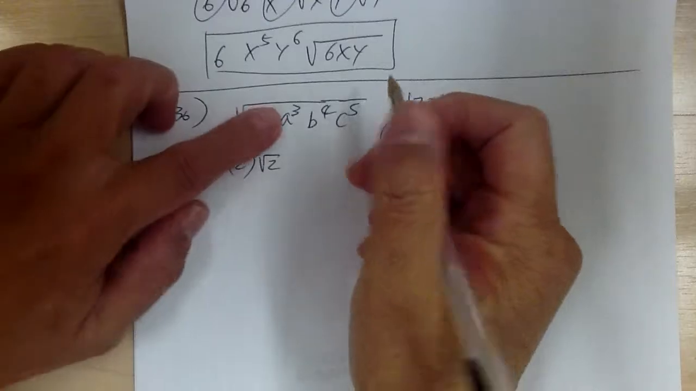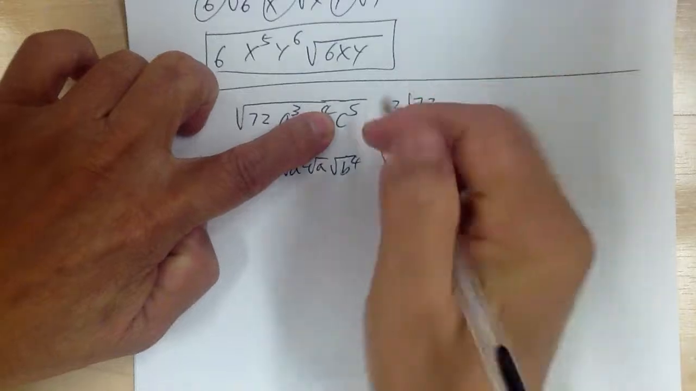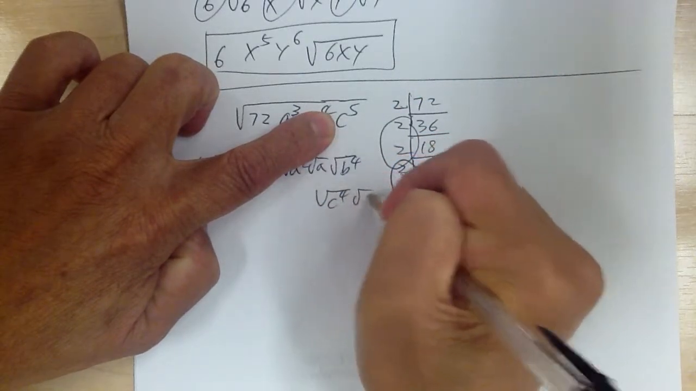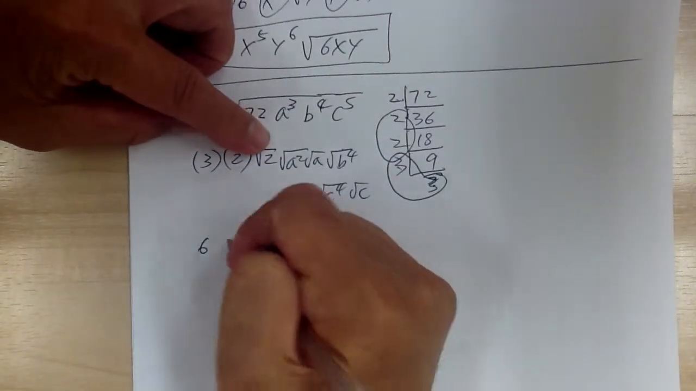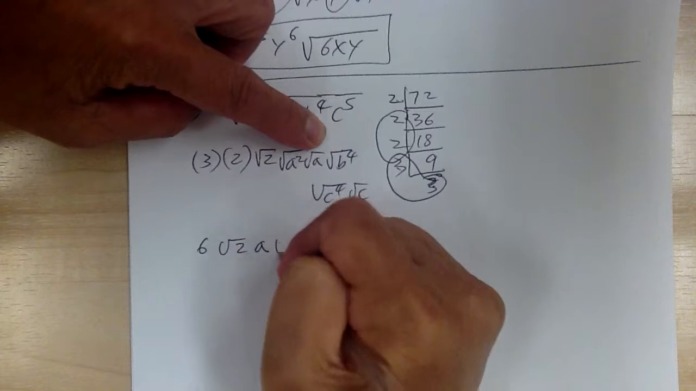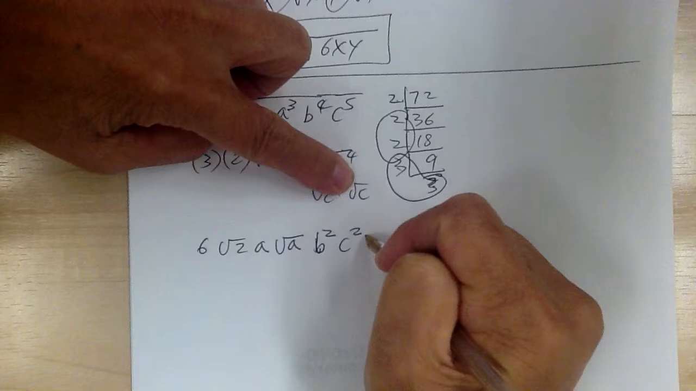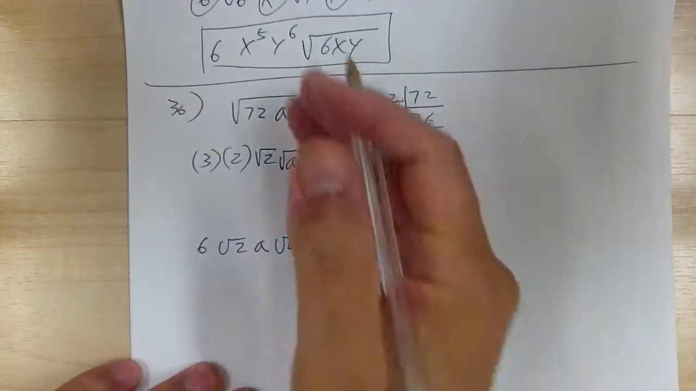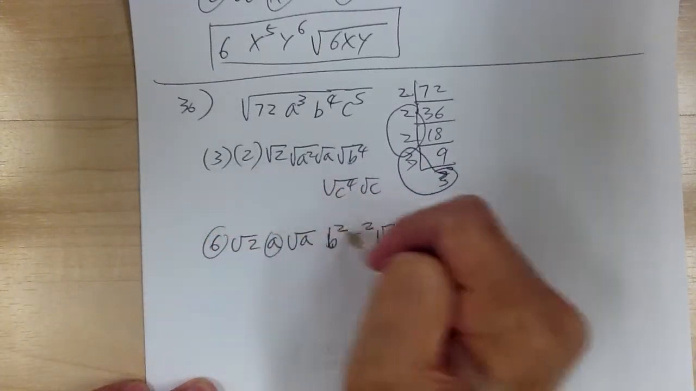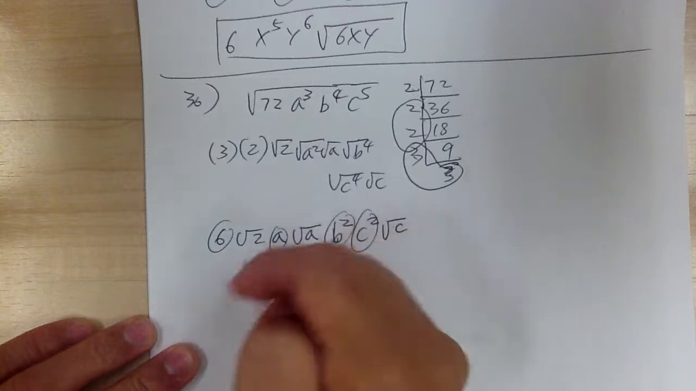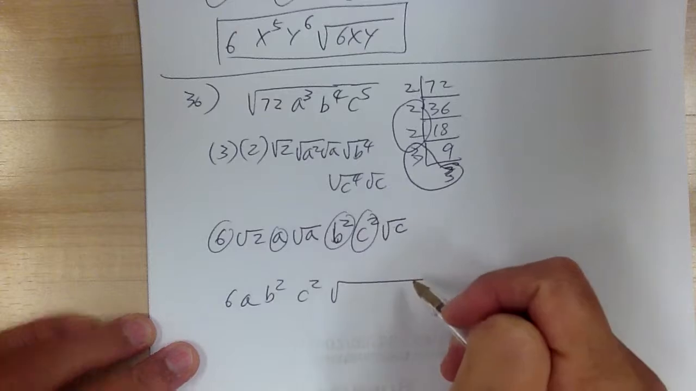Okay, and then from here, you break it down to a squared and a. This one is b to the 4, and this one will be c to the 4 and c. Now go and simplify each part. So this is 6 square root of 2. This would be a, and a square root of a. This would be b squared. This would be c squared, and square root of c. Now try to line things up, then after that, go and collect the parts that you took out. So you're going to get 6a b squared c squared, and the leftover would be square root of 2ac.